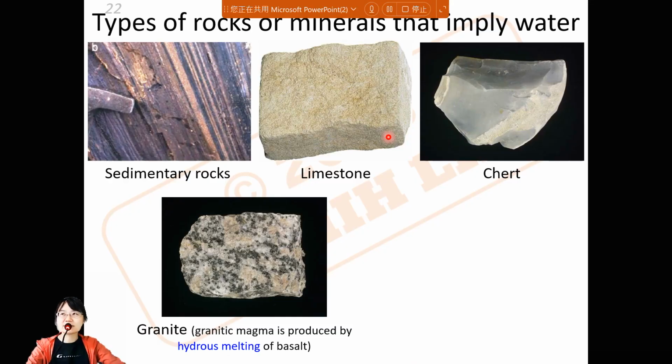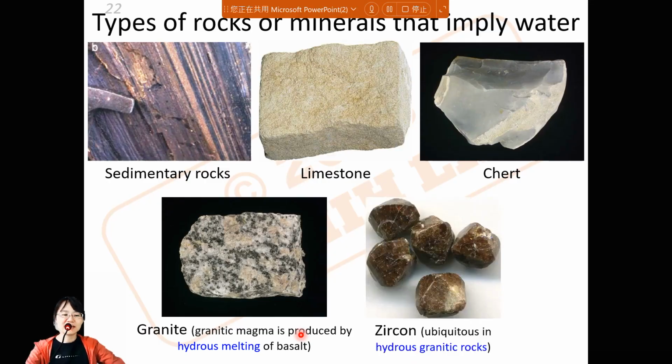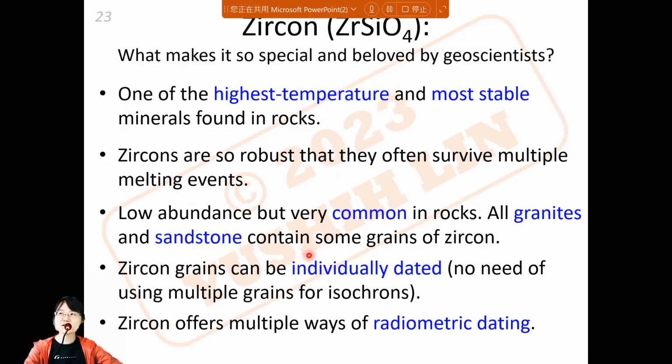However, for the following, you might be surprised. Granite. The presence of granite would imply there is water. Why? Because granitic magma is produced by hydrous melting of basalt. We will talk more about this when we talk about the geochemistry of subduction zone. And zircon, because zircon is ubiquitous in hydrous granitic rocks. Today, we will focus on this part. Zircon, this is its chemical formula. It is a silicate mineral.